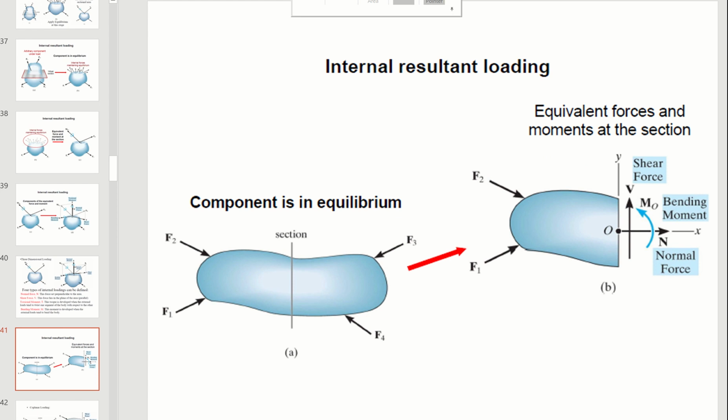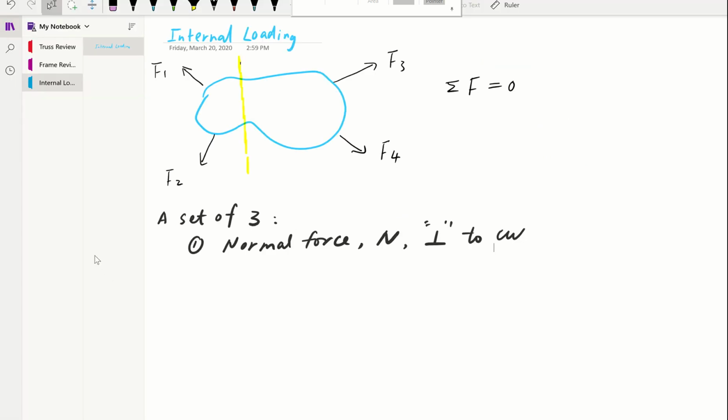And here, actually, I want to draw it on a note. So this is where I have started. This is our 2D. We have F1, F2, F3, F4. They balance each other, so the sum of forces equals 0, as we learned in statics. Now, we briefly touched on how internal loading has 3 categories.